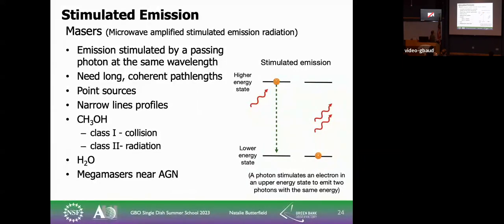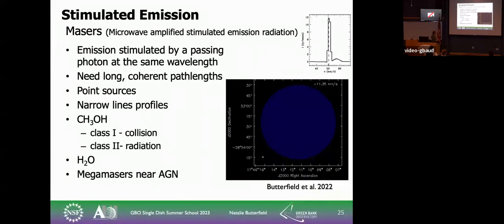In order to get this type of amplified stimulated emission, you need to have really long path lengths, so that as the photons are passing through, they stimulate this emission as they're going, and build up a bright signal, because you're getting this constant stimulated emission as these photons pass through. They tend to be point source-like with narrow line profiles. This is a VLA example, but it will show the point source-like nature of maser emission, along with the very narrow line profile that you can get.